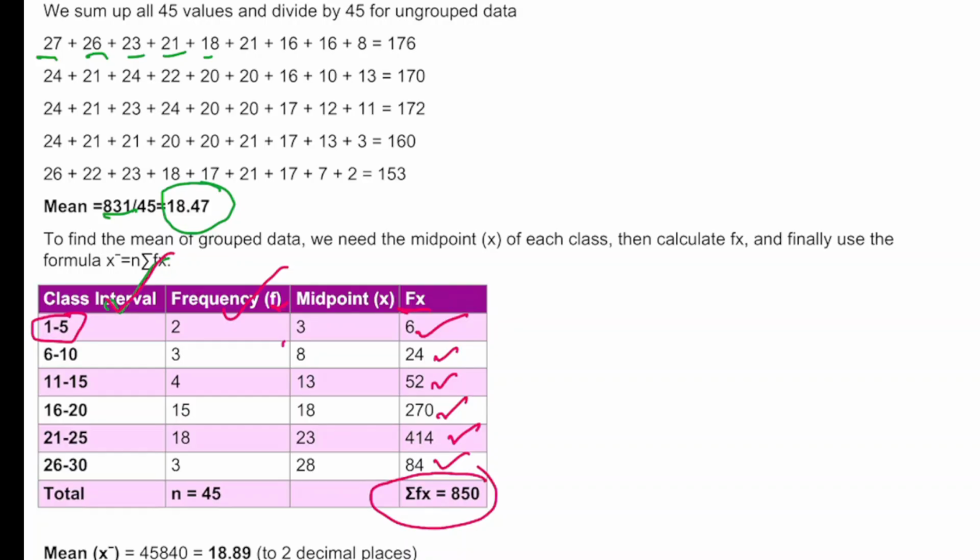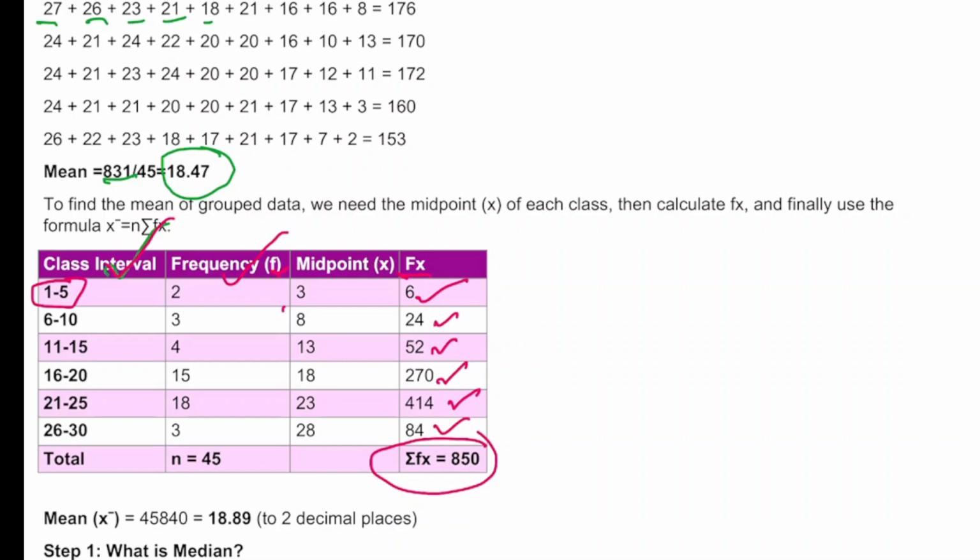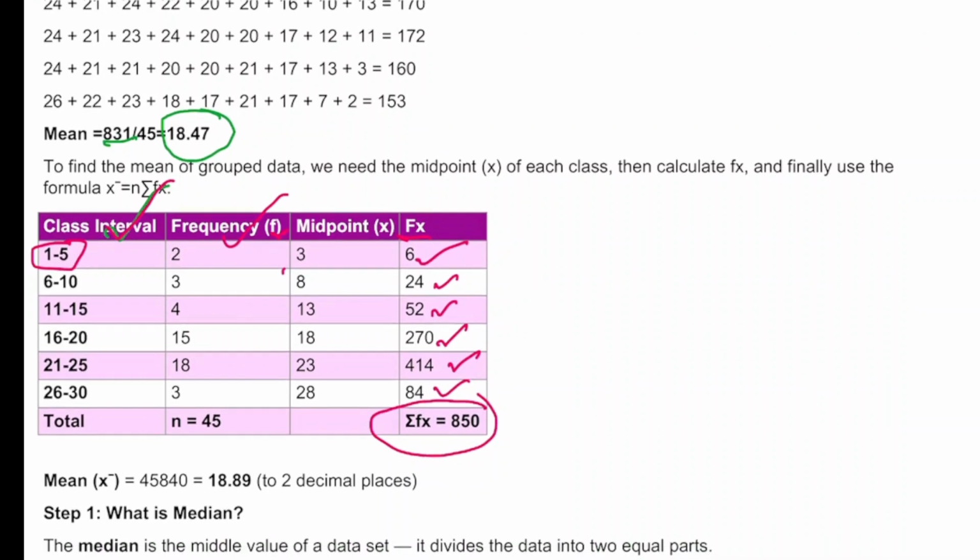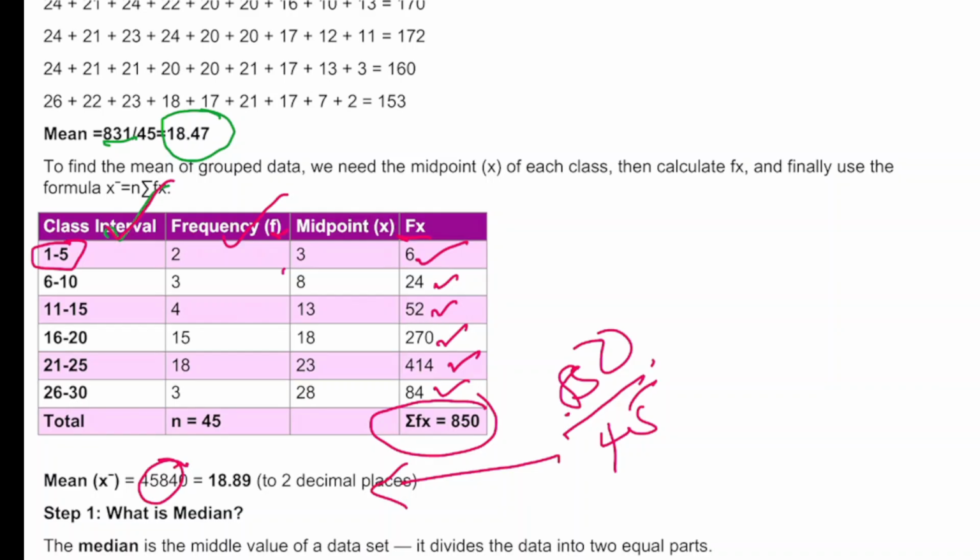This is for grouped data, whereby you first calculate the midpoint, multiply by the frequency, then get the total. After getting the total, you divide by the number, which is 45. If you take the whole figure and divide by 45, this is wrong, I think. So you take 850 divided by 45. We can confirm whether 850 divided by 45 is the answer.